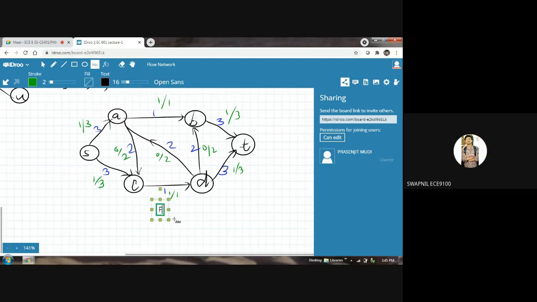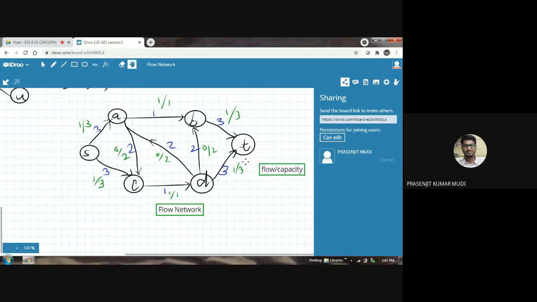Sir, did you write those as 0/2? Yes. Okay, so any labeling, let's say 1/3, denotes that the flow is 1 with capacity 3. So that means any label here is flow by capacity.